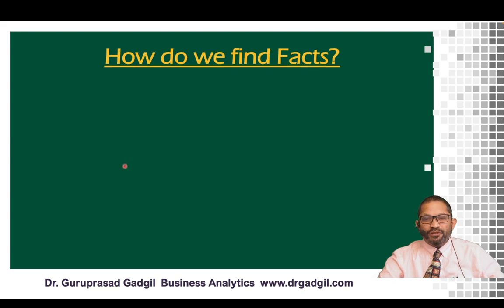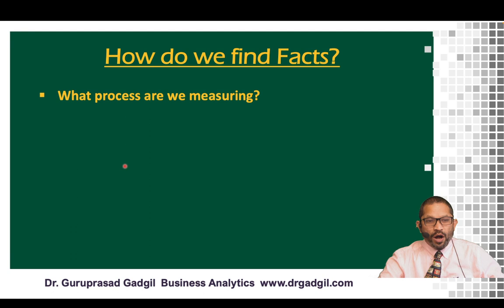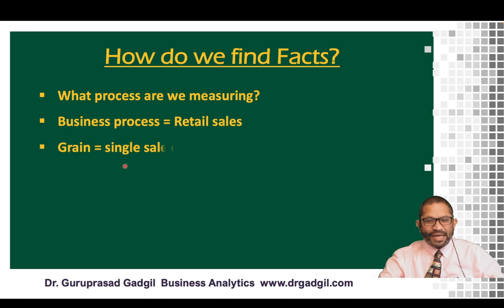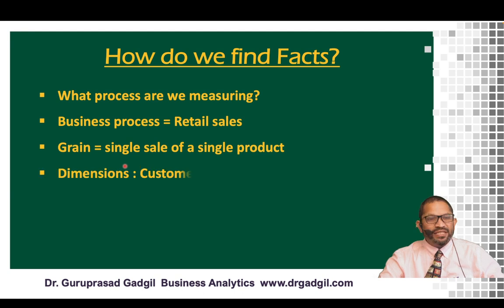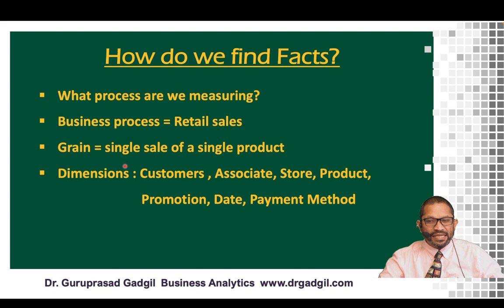So here are the facts in this model. The facts are derived by determining what process is being measured in the spreadsheet. So we established that the business process was retail sales and that the grain was a single product sale. And we derived dimensions to describe this process of retail sales. And those dimensions are customers, associate, store, product, promotion, date, and payment method.